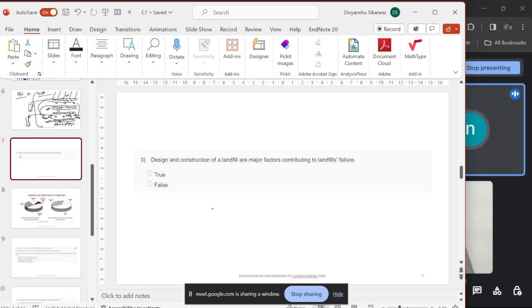Base failure will be there. Then pull out of the liner system. Then because of the waste pile and sliding, the failure, like shear failure, you're talking about, right? Yes. So those will come in design and construction only, no? All those things, so we can commonly call it that. So what will be the answer then? True.